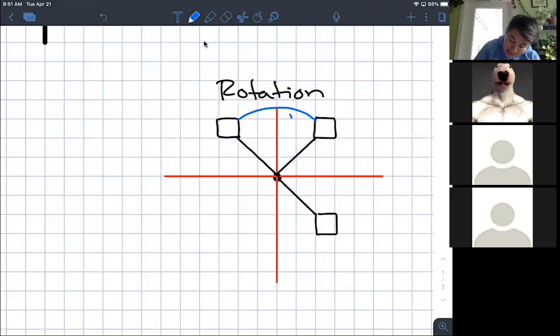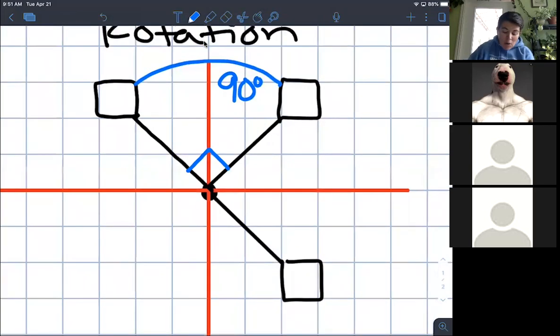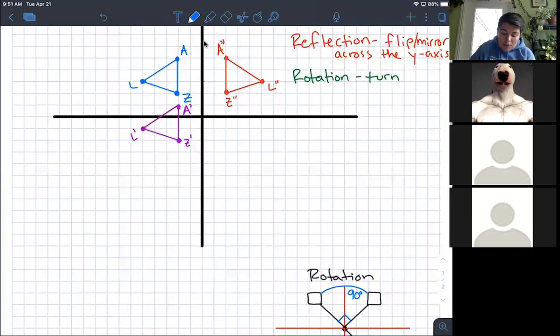And in fact, if I measured this angle right here between these two lines, it is a 90-degree angle. Oh my gosh, that looks kind of like a baseball diamond now that I look at it. Okay. So that is what rotation is.